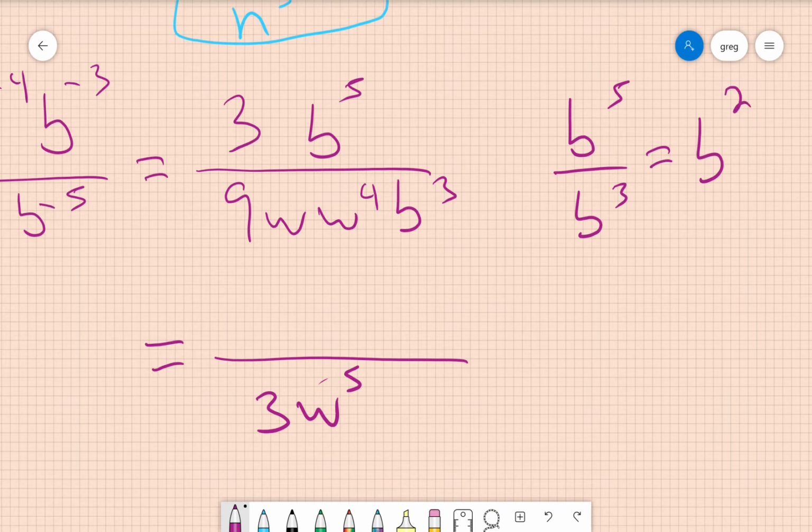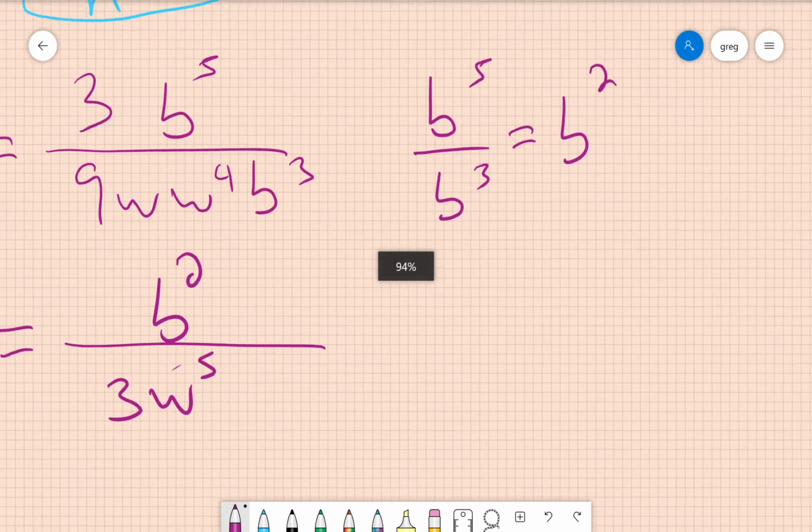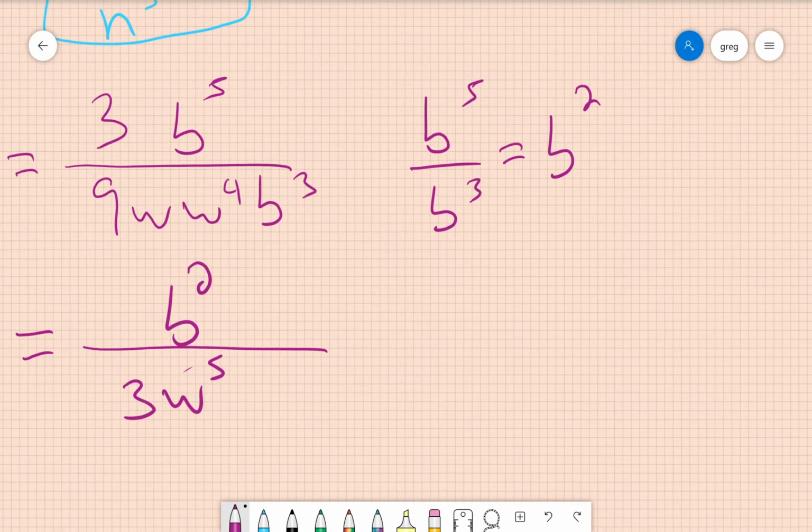Now, b to the 2nd, where does that solution go? Numerator or denominator? Numerator, right? And an easy way to look at that one is what position has more b's? Is it the numerator or the denominator? Numerator is b to the fifth.